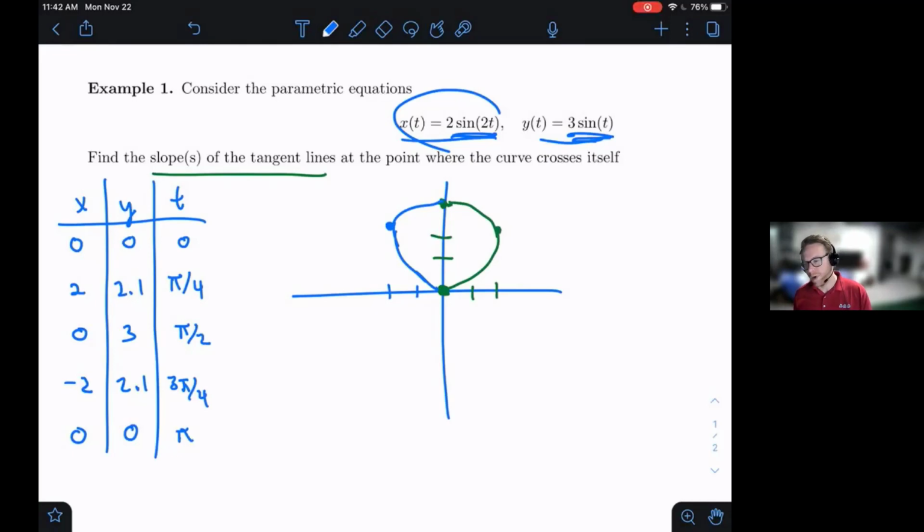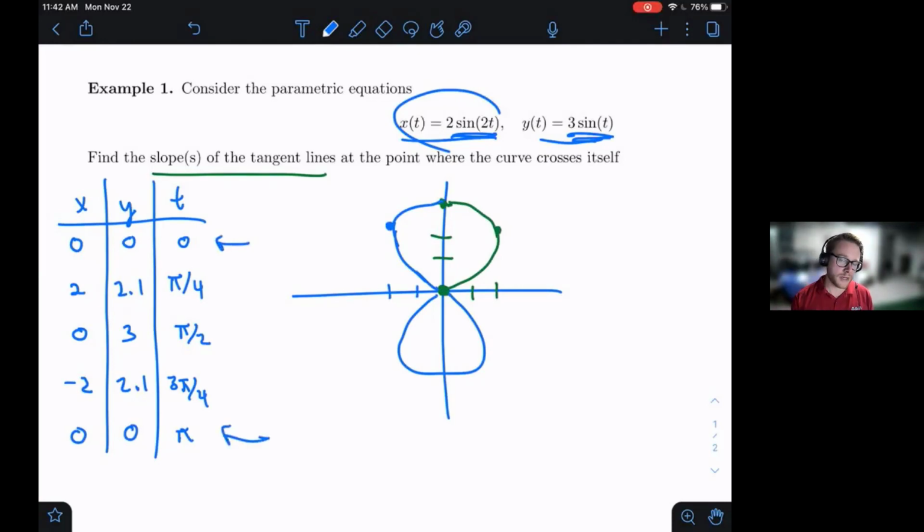Of course, we already saw the Desmos graph, and if you wanted to, you could continue this with just a few more points, right? And you can see that you're going to get this bottom half as well. And now you have a pretty good picture, and you know where this graph is going to be crossing itself. It's going to be crossing itself at the time values of 0 and pi.